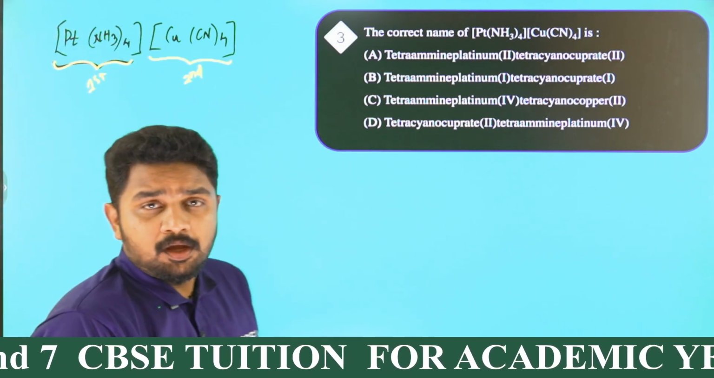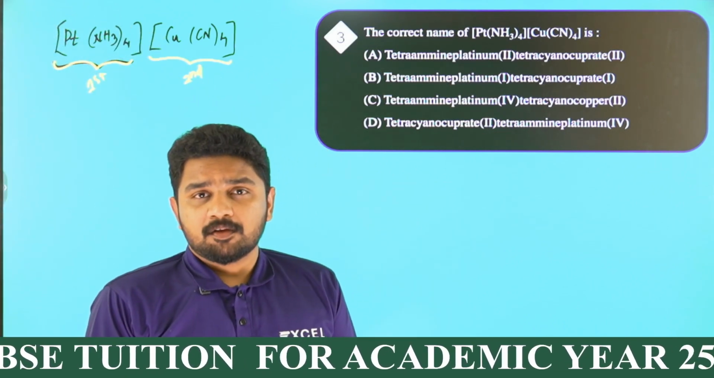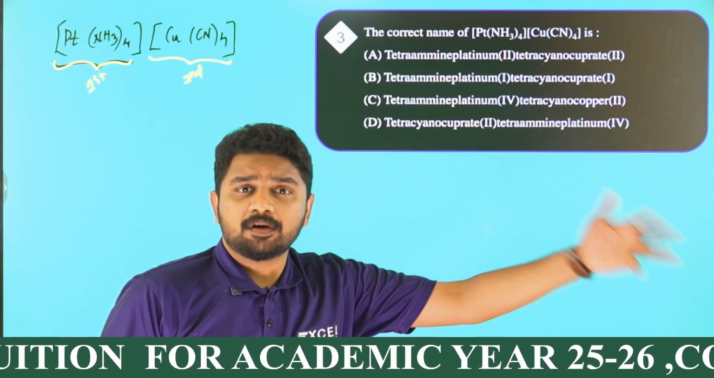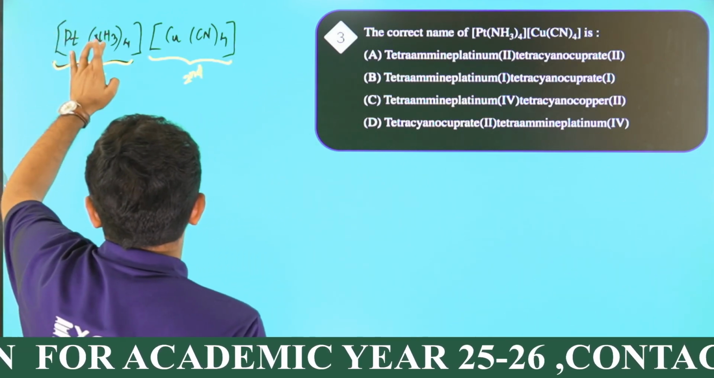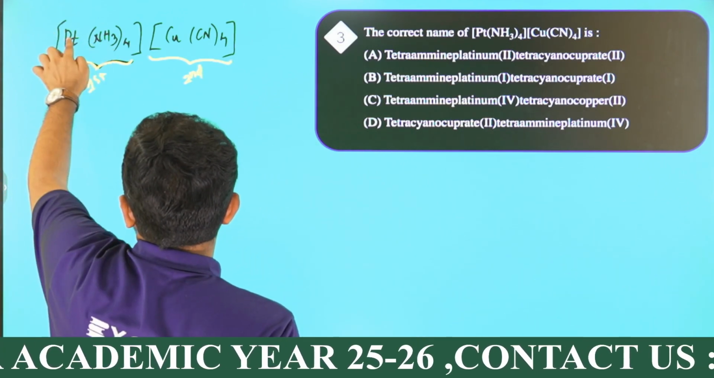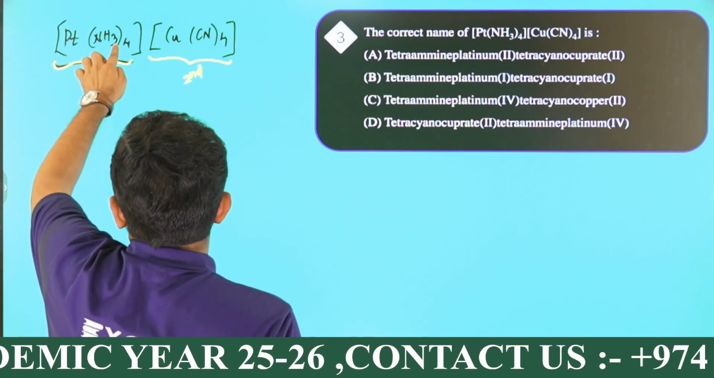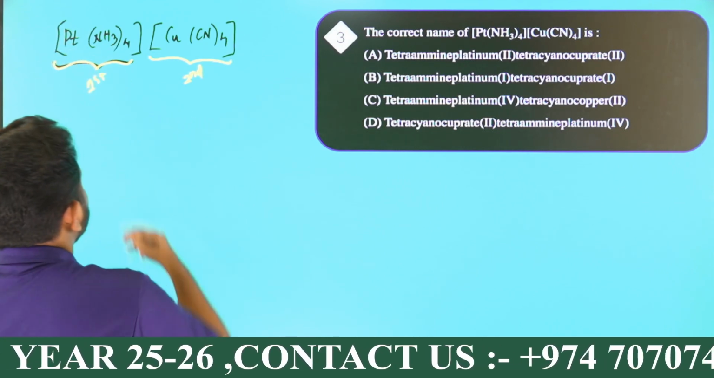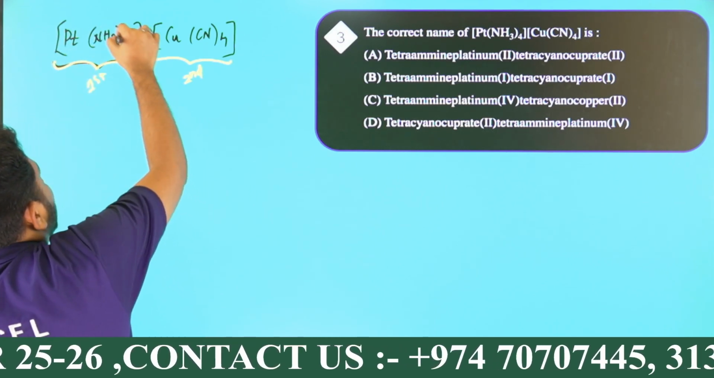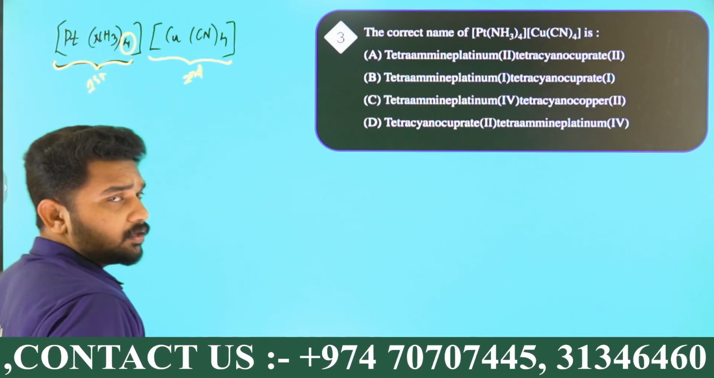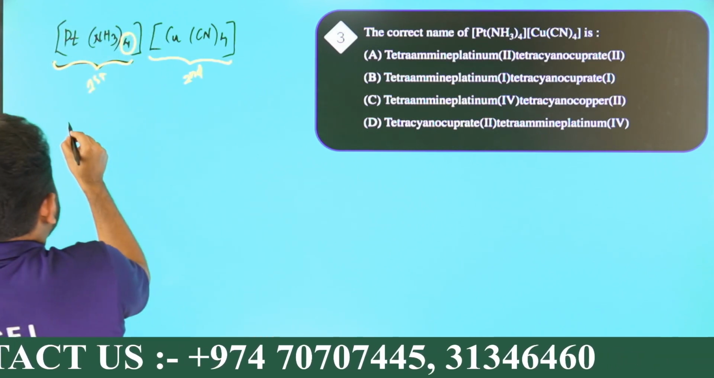The first part is a coordination sphere. When you are writing the name of a coordination sphere, you have to start with the name of the ligand, and only then the name of the central atom. So what is the ligand here? Can you tell me? It's amine. How many amine are there? 4 amine. So how can we write it?